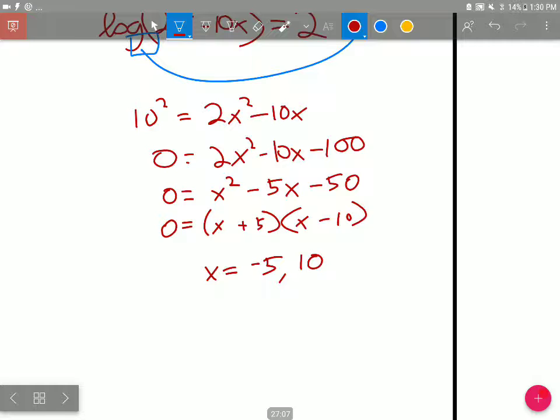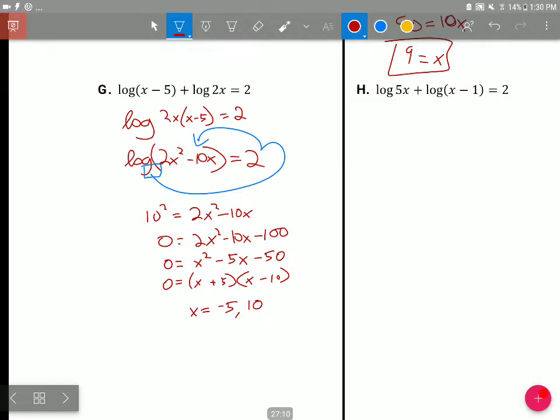All right? Now, I will say one more thing. Whenever you're done with an x squared, you're going to get 2 answers, right? Every so often, though, one of them doesn't work. You do have to plug it in. Now, you don't have to solve it the whole way. But let me ask you this. If I plug in a negative 5 right here, what's negative 5 minus 5? Negative 10. You can never have a negative argument. Period. So the negative 5 is gone. So x equals 10. Cool?